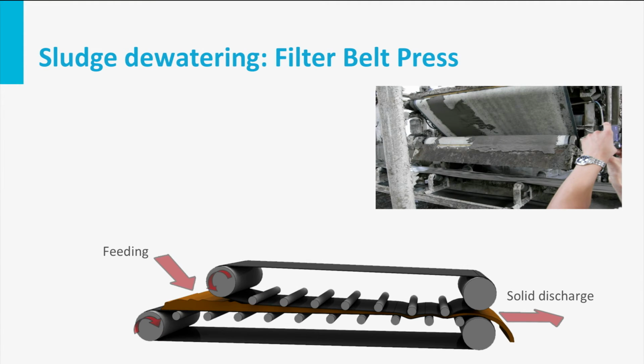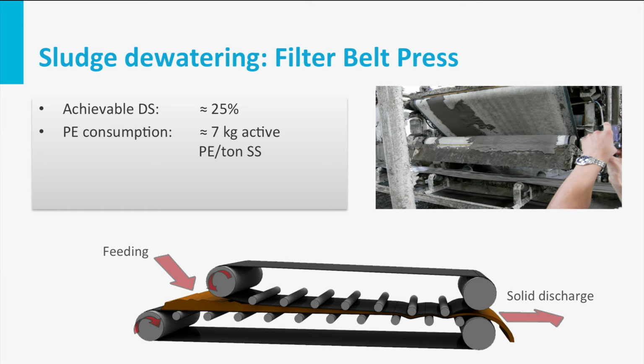The most common alternative to centrifugation is a filter bell press. Also with a filter press, a dry solids content of about 25% can be achieved. However, less PE chemicals are required, generally up to 7 kg per ton sludge. The energy consumption is also a little bit lower, reaching 80 kilowatt hours per ton SS, and less personnel is required for maintenance.